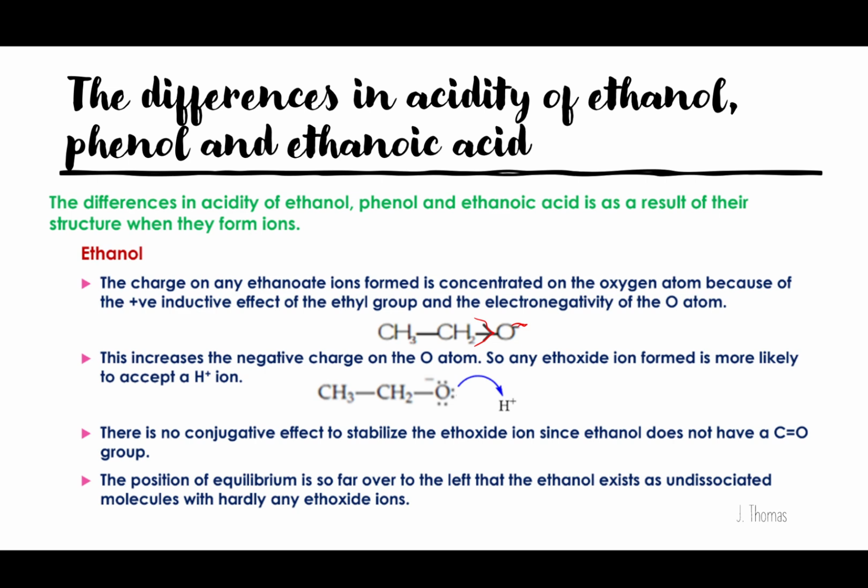There's no conjugative effect to stabilize the ethoxide ion at all, right? There's no carbonyl group. Carbonyl groups usually are able to create resonance stability, and let's say that is for cyclic versus acyclic compounds. The carbonyl group is usually how we have resonance stability in acyclic compounds, right? If you're not understanding the terminology I'm using, let me know.